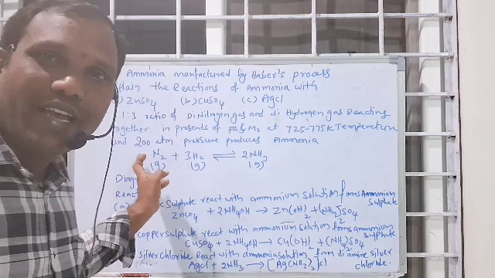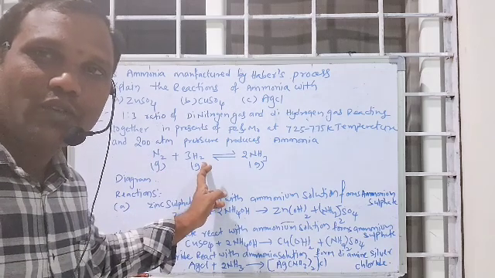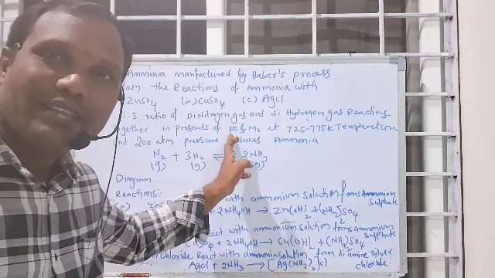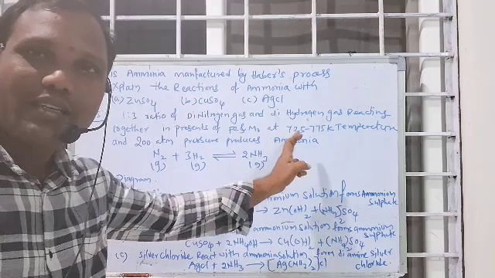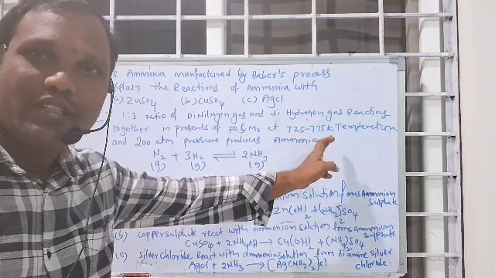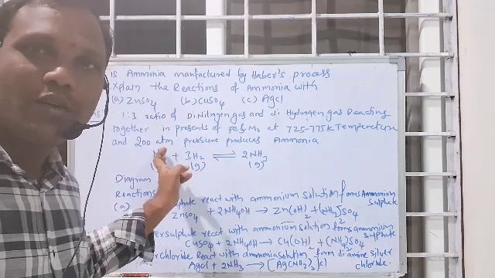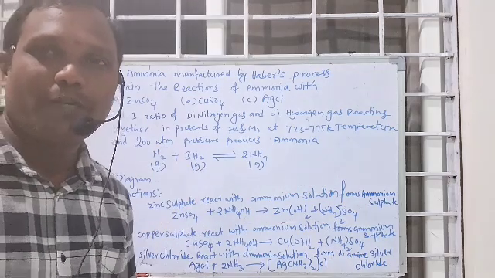1:3 moles of dinitrogen and dihydrogen gases react together in the presence of iron catalyst and molybdenum promoter at 725 to 775 kelvins of temperature and 200 to 300 atmospheres of pressure, which produces ammonia.